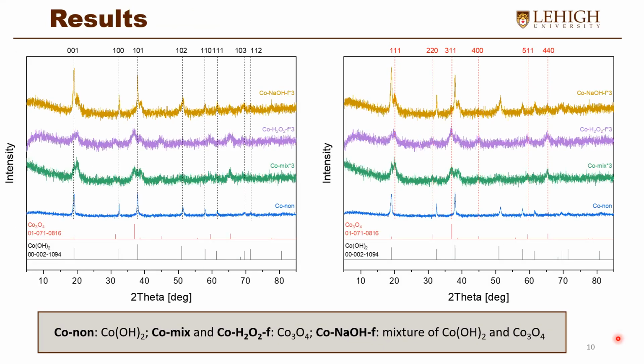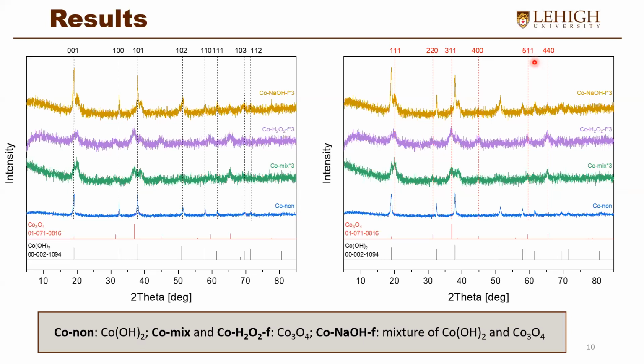So this is the XRD pattern of my product. The black line is for the cobalt hydroxide. So we can see that number 1 and number 4 include the cobalt hydroxide. But the red one is the cobalt oxide peaks. And we can find that number 2, the mixture, and number 3, adding hydrogen peroxide first, obtain the cobalt oxide.